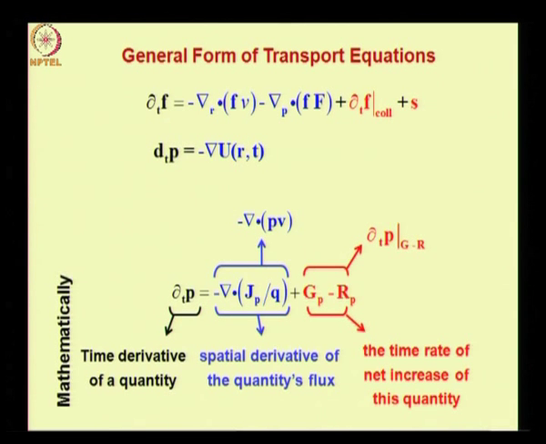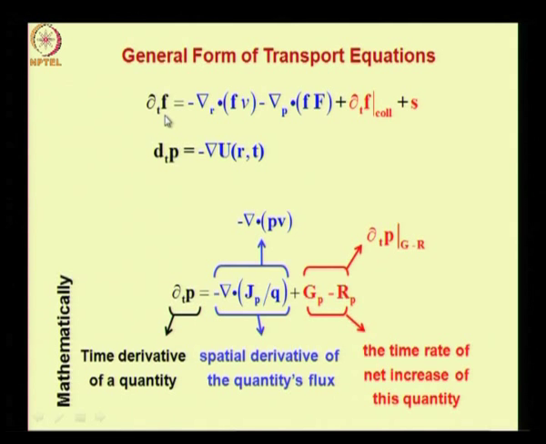Now let us look at two more equations, the Boltzmann transport equation and Newton's law. The Boltzmann transport equation has the time derivative of the distribution function, which is analogous to dou p by dou t. Then it has the spatial derivative of the flux, f into v, which is analogous to p into v, the flux of the holes, and there is a negative sign.